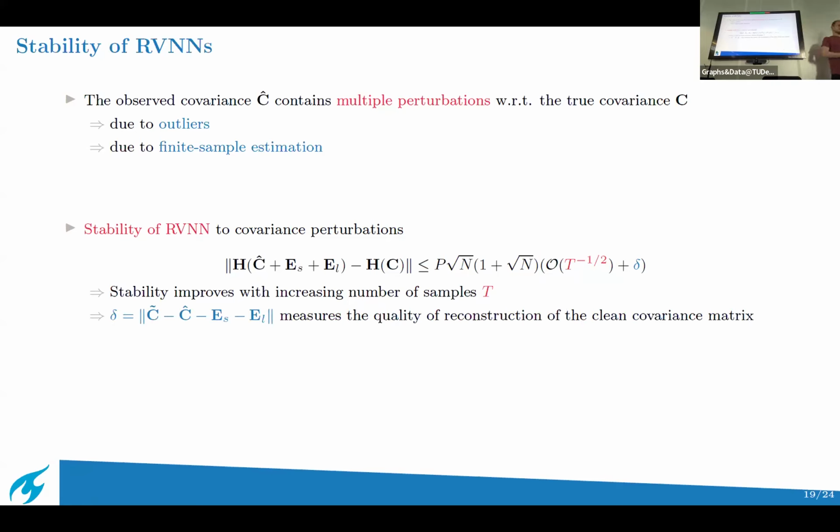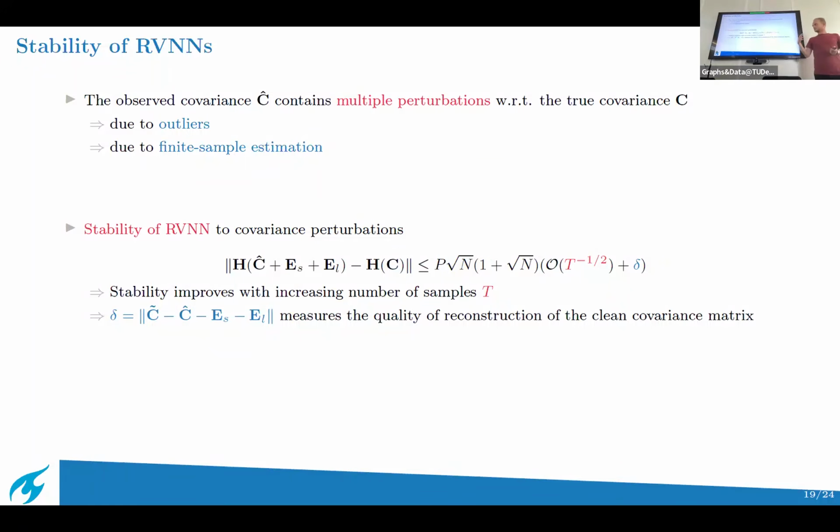And then we have an additional term, which doesn't appear for the nominal VNN, which is how good can we reconstruct the true covariance matrix, right? So we assume this model, where we have our sample covariance plus two terms. Is this the true model? Is it reliable? Does it work? This term delta encodes how good this reconstruction is.